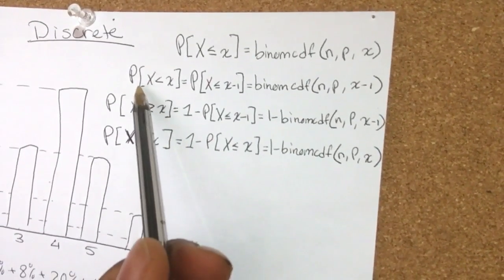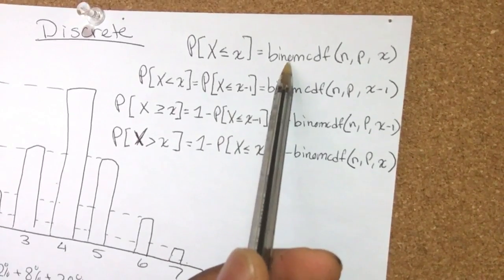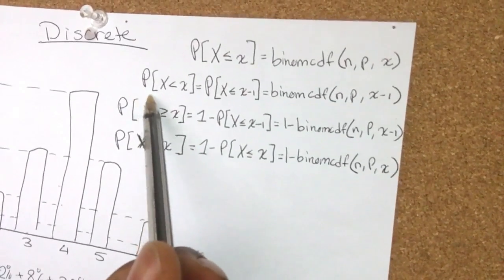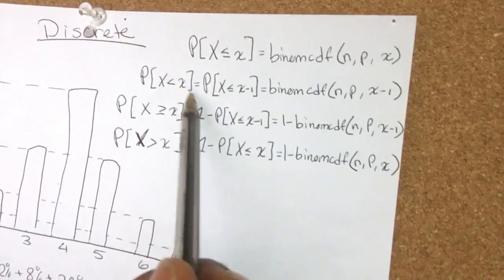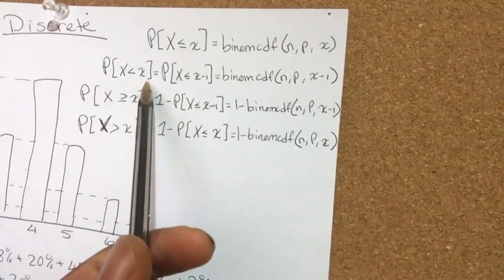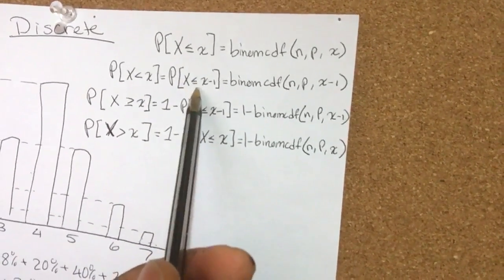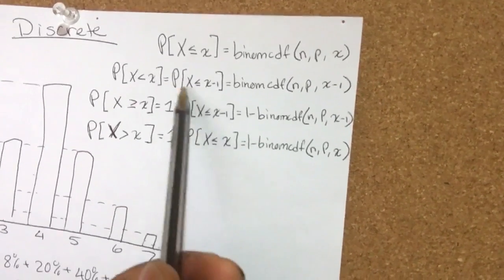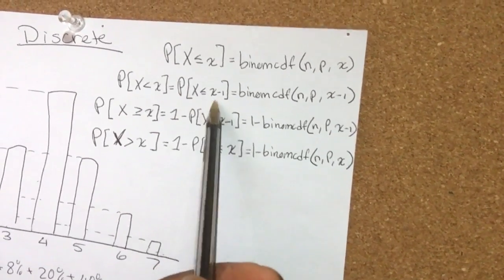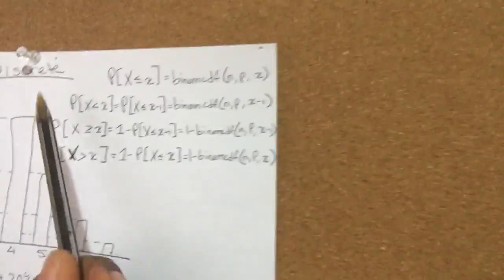So next, this is simple. We can simply get to the answer. But if they ask us, what is the probability that X is less than little x? Well, looking at the discrete graph, the probability that X is less than little x is the same thing as the probability that X is less than or equal to x minus 1. And this is in the form of binom CDF. And you could go ahead and put that in your calculator.